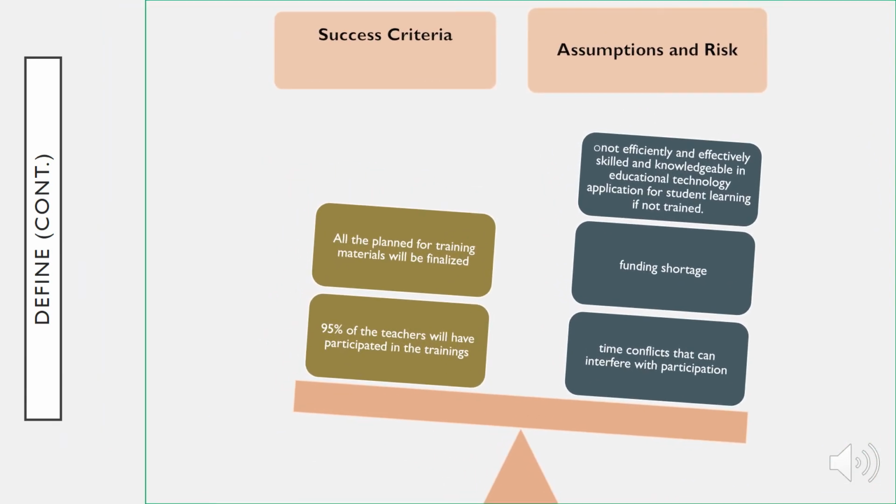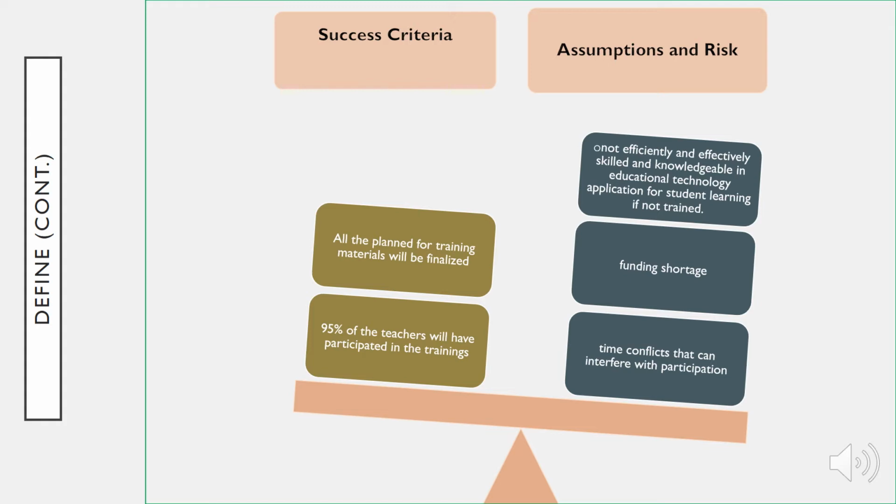As part of the define phase, some major success criteria of the project are identified as the plan for the training material will be developed with the participation from relevant stakeholders and made accessible, user-friendly, and available to teachers in all forms such as media, print, video, online website, etc. At least 95% of teachers will intensively participate in the training and apply it in their classroom.